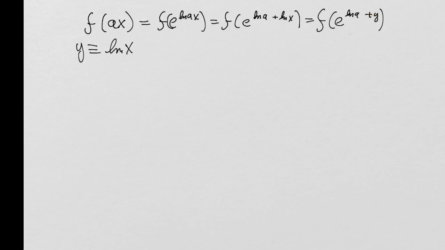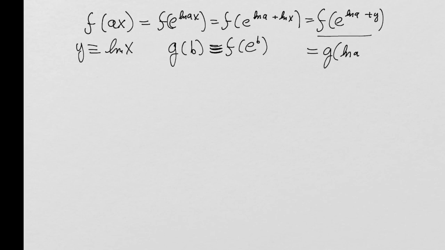And now comes the clever part. What we do is we define g of b to be equal to f of e to the b. Therefore, this is a definition also. We're just defining g of b that way. So this guy is actually equal to g of ln a plus y. If you look at it, you can kind of see where we're going.